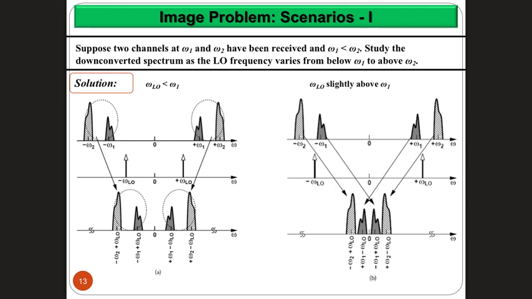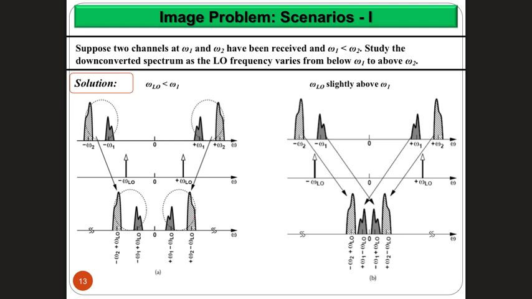If I have a signal at omega 1, which is my desired signal, for example, and another signal at omega 2, which is kind of an interferer to my signal, what will happen if my local oscillator is below both of them? Then one of them is going to be brought into the IF stage, and the other one is going to be higher with the same distance between them, which is fine. I can now do the channel selection and get rid of this undesired one.